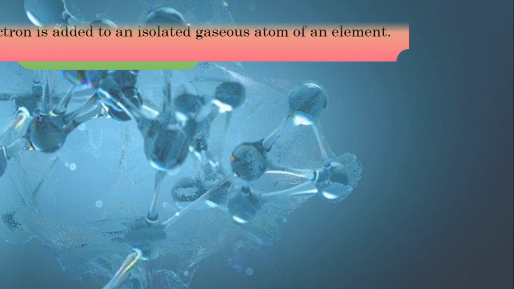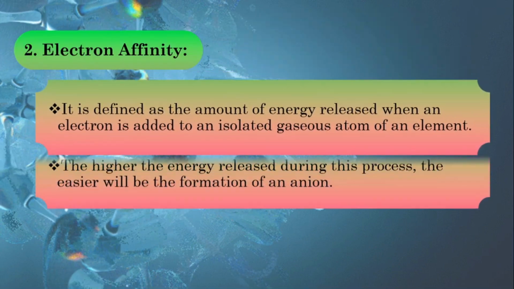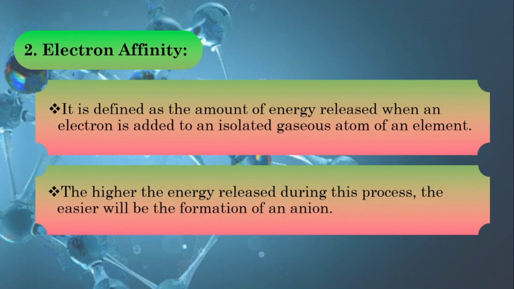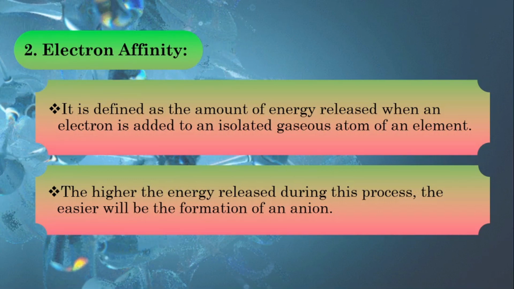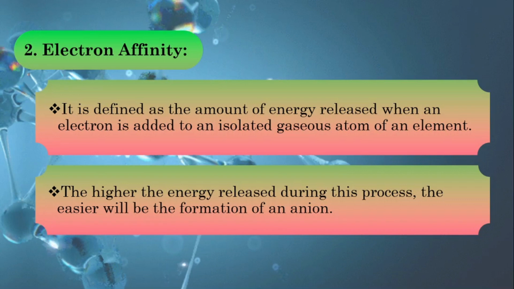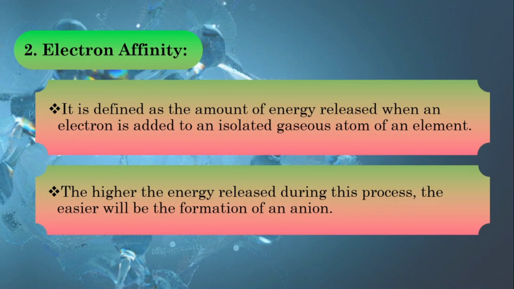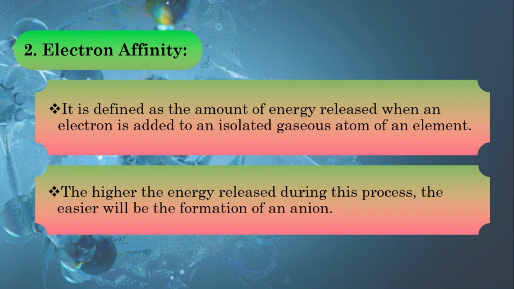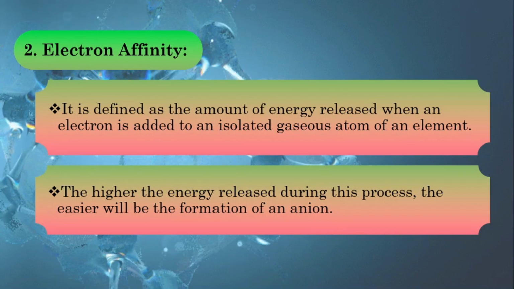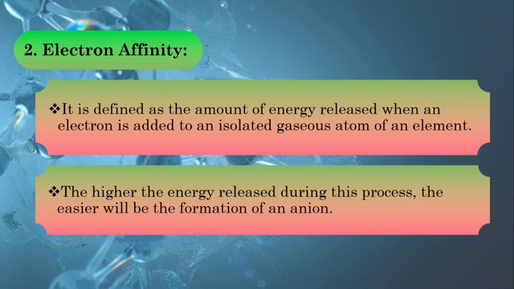Number 2 is the electron affinity. It is defined as the amount of energy released when an electron is added to an isolated gaseous atom of an element. The higher the energy released during this process, the easier the formation will be for an ion.